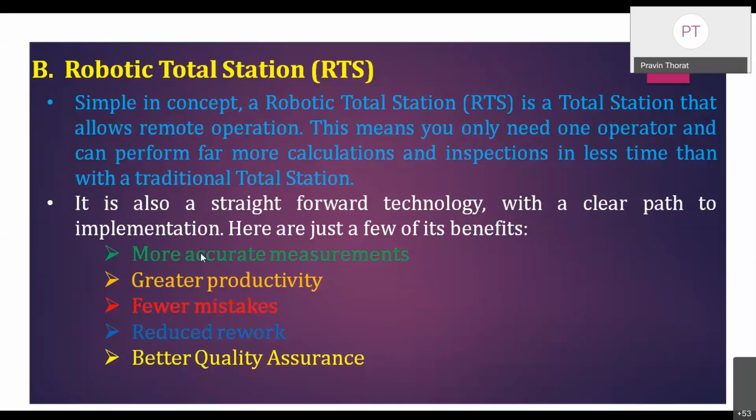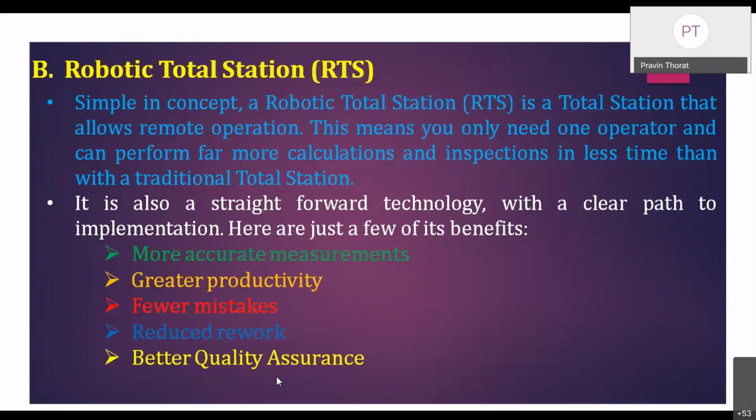Here are just a few of the benefits. Number one, more accurate measurements, greater productivity, fewer mistakes, reduced rework, better quality assurance. When we do the survey by using a robotic total station, the accuracy will automatically increase because the total station is operated automatically. Then we have greater productivity because less manpower and less time are required. We do various types of survey within less time. So we have greater productivity with the robotic total station.